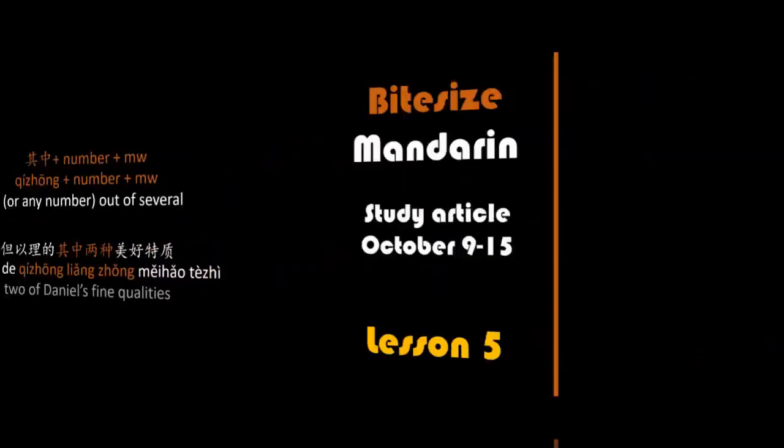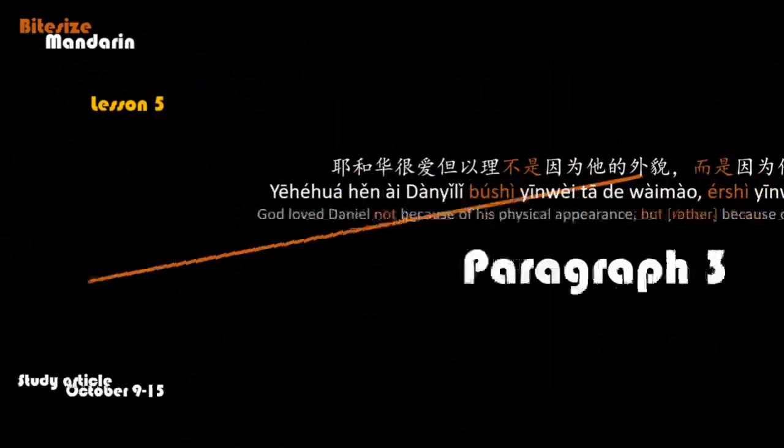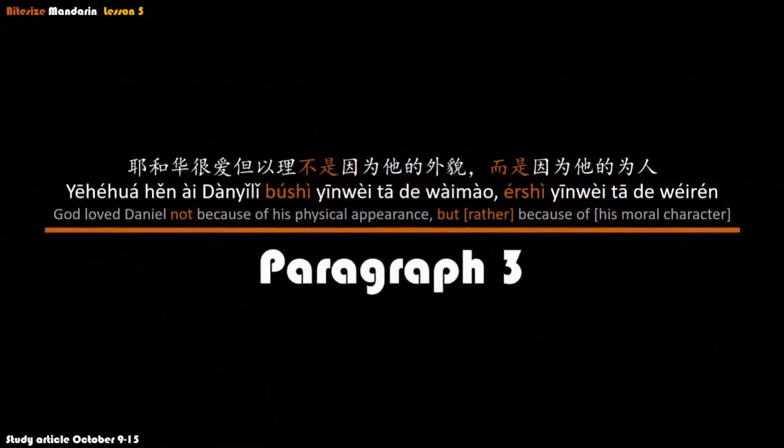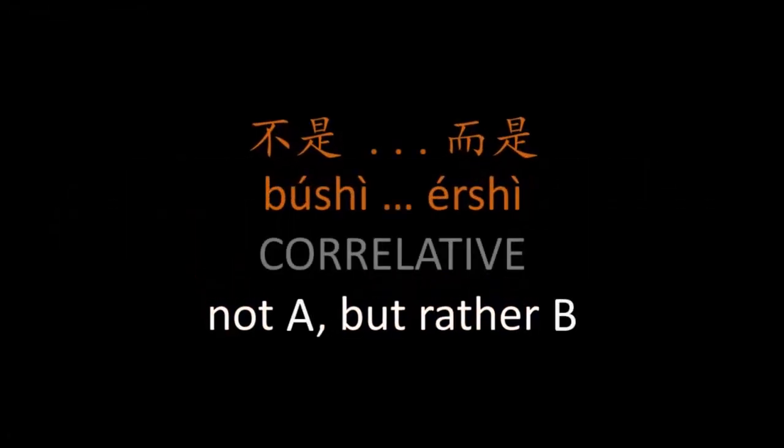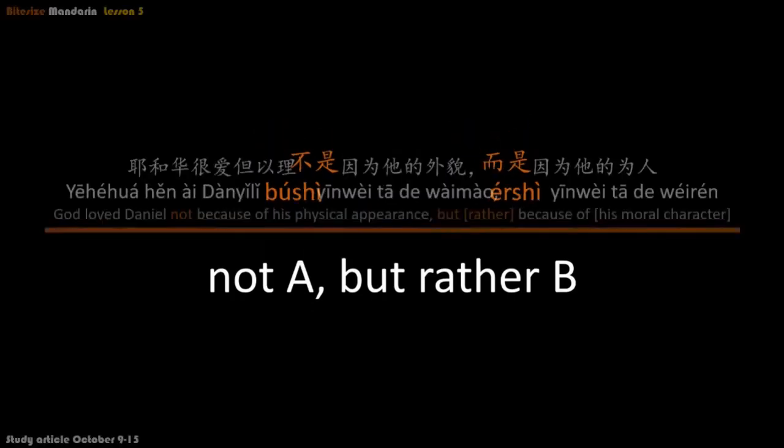So let's go back to the main article and we'll take another sentence from paragraph 3. 耶和华很爱但以理，不是因为他的外貌，而是因为他的为人. God loved Daniel not because of his physical appearance, but rather because of his moral character. So we'll focus on this structure, 不是而是. So it's another correlative, a pair of words that work together in a sentence to provide a function. In this case, it's not A, but rather B. So let's have a look at what 不是而是 is doing in the sentence from paragraph 3.